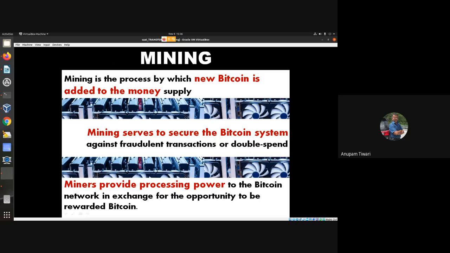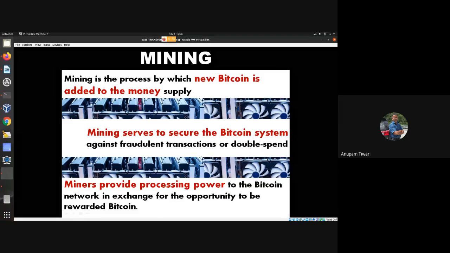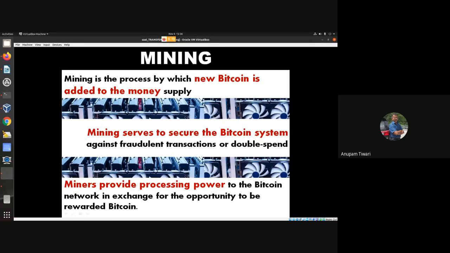Now we discuss mining. Mining is the process by which new Bitcoin is added to the money supply. There was a question in the morning wherein one participant had asked, what do the miners actually gain? Why should he mine? So we'll come to that in the next few slides. For the timing, just read the slides. Mining is the process by which new Bitcoin is added to the money supply. Mining serves to secure the Bitcoin system against fraudulent transactions.